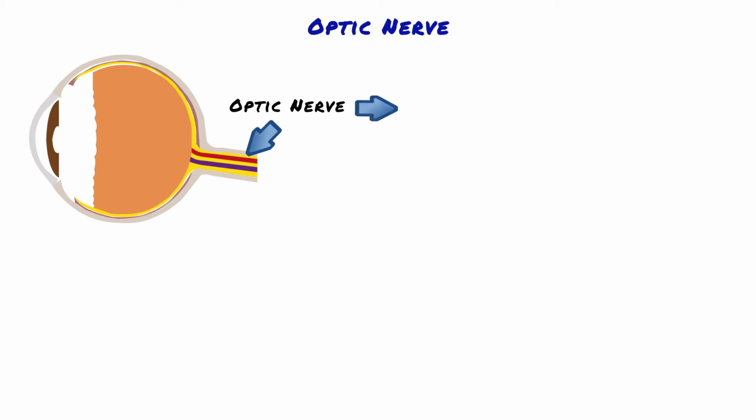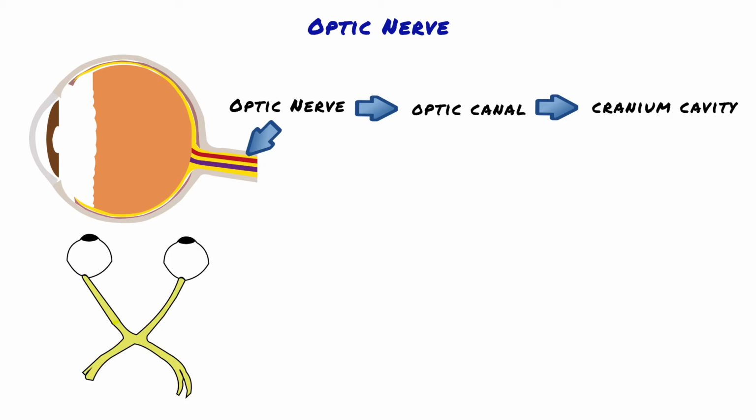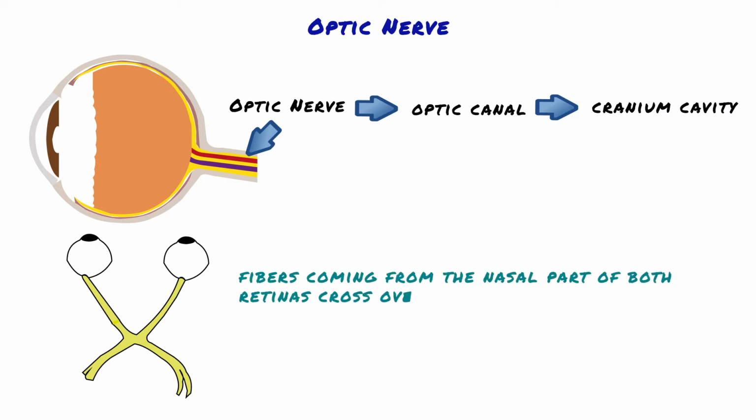Optic nerve passes through the optic canal and leaves the orbital cavity and enters the cranium cavity. The optic nerves from both eyes combine in the cranium cavity to form the optic chiasma. In the optic chiasma, the fibers coming from the nasal part of both retinas cross over to the opposite side, while the fibers coming from the temporal part continue on the same side without crossing.